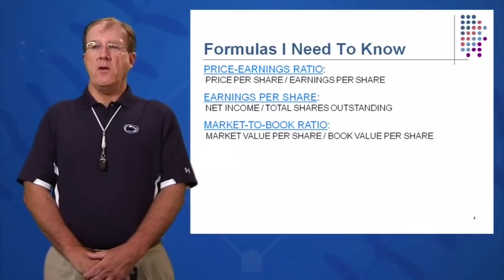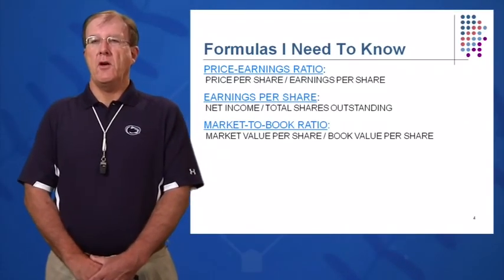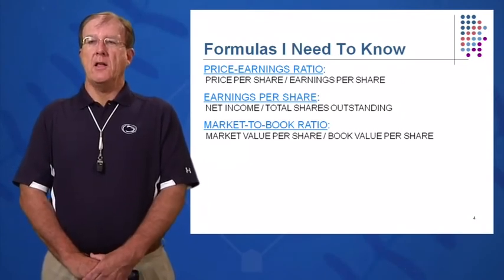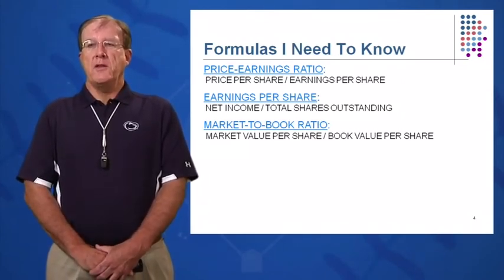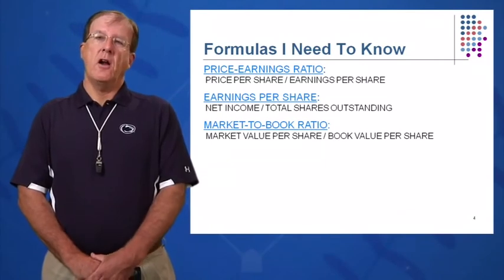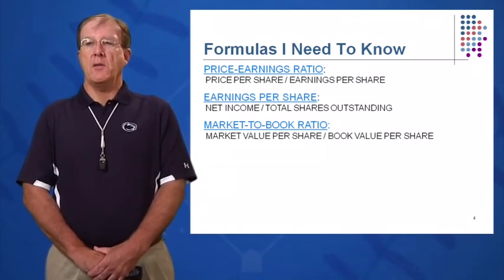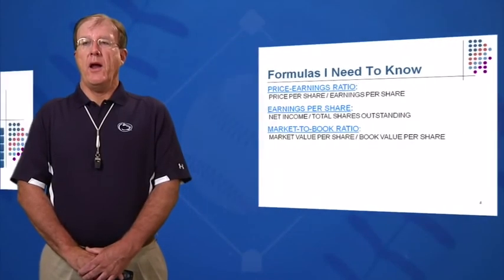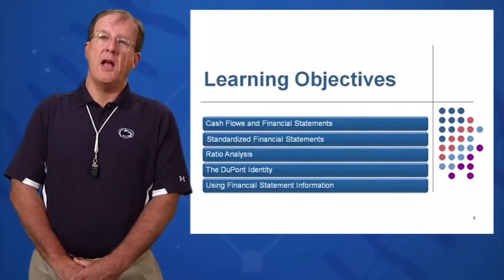And then in the market value area, we're going to talk about PE ratio, heavily used in both industry and on Wall Street by analysts to measure companies' price to earnings success. Earnings per share will also be looked at, and market to book are 3 key ratios in the market value ratio area. So let's start with our 5 learning objectives.